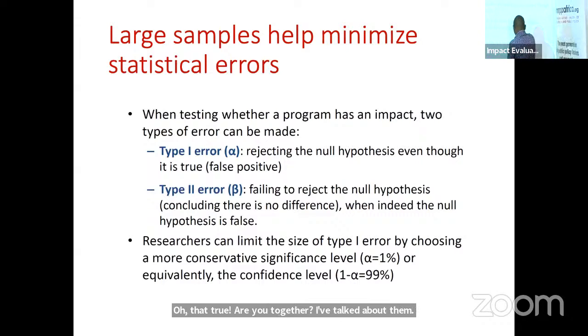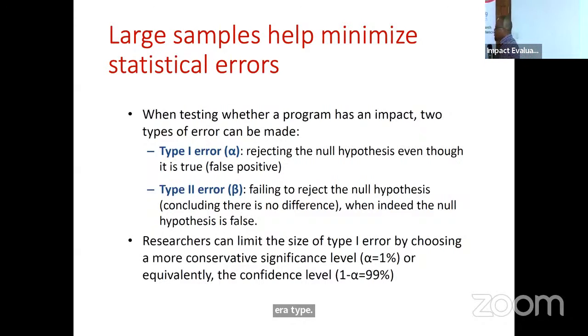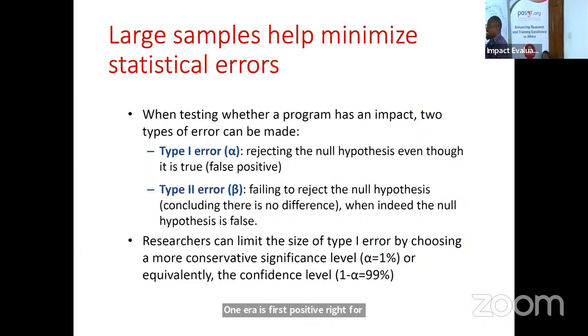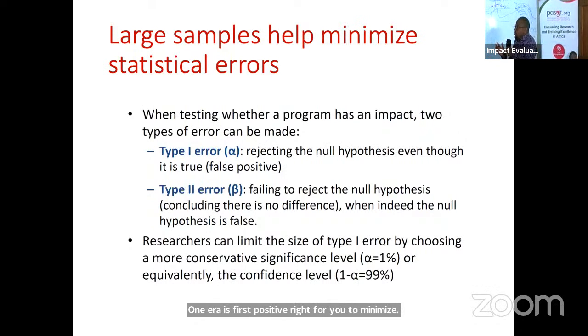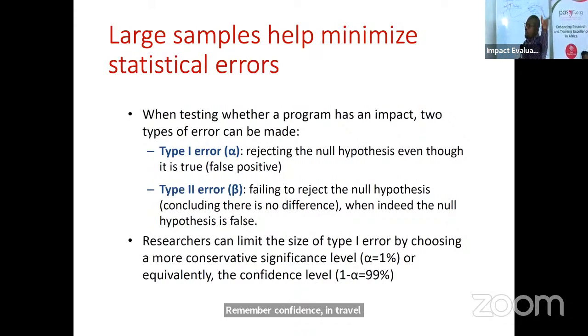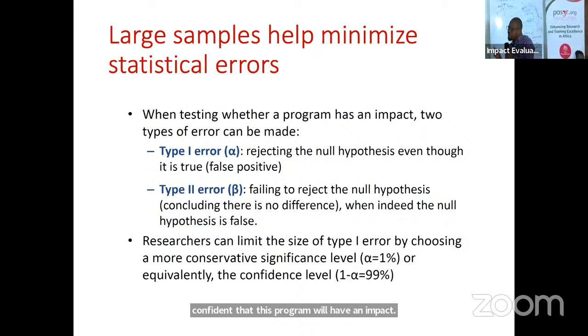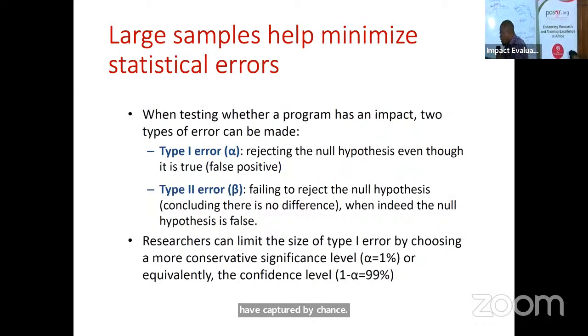Researchers can limit the size of type 1 error by choosing a conservative significance level. Type 1 error is a false positive, right? For you to minimize false positives, you restrict the risk of a program impact happening by chance. Are we together? The standard rule is 5%. Remember confidence interval? 95% of the time, you're confident that this program will have an impact. It's only 5% of the time that perhaps that impact will have been captured by chance. We'll have a false positive.